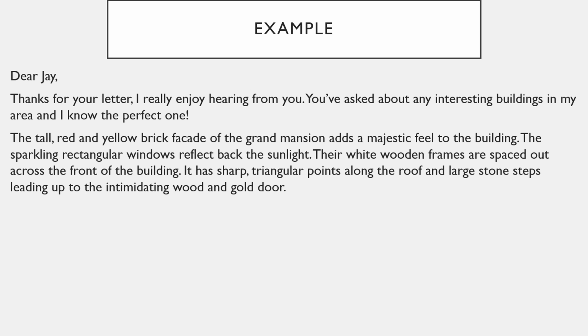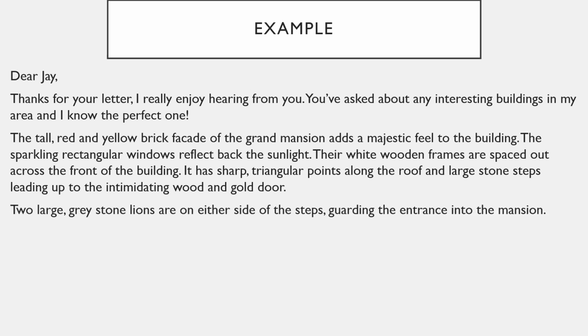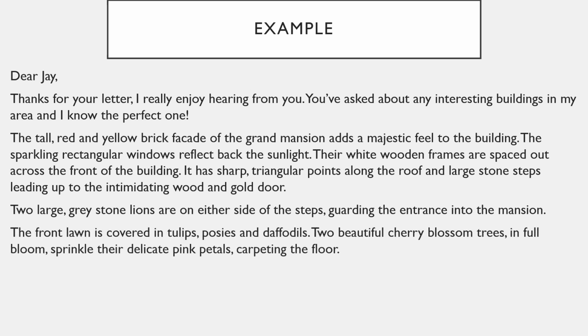It has sharp triangular points along the roof and large stone steps leading up to the intimidating wood and gold door. 2 large grey stone lions are on either side of the steps, guarding the entrance into the mansion. The front lawn is covered in tulips, posies and daffodils. 2 beautiful cherry blossom trees in full bloom sprinkle their delicate pink petals, carpeting the floor. I hope this makes you want to come and visit. Yours, D.